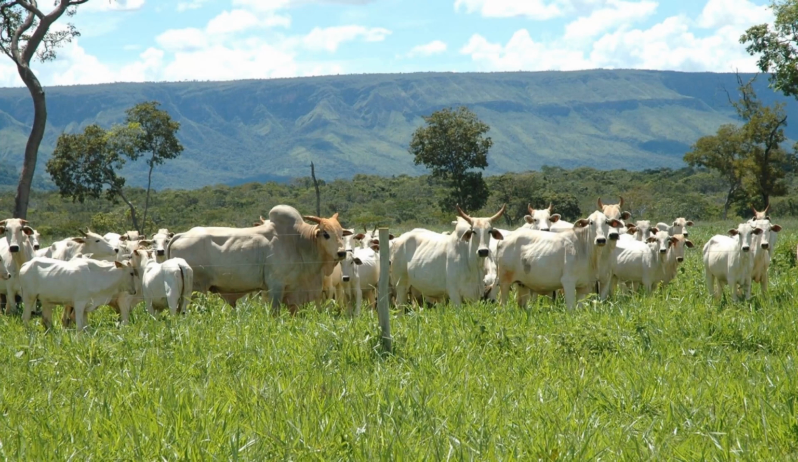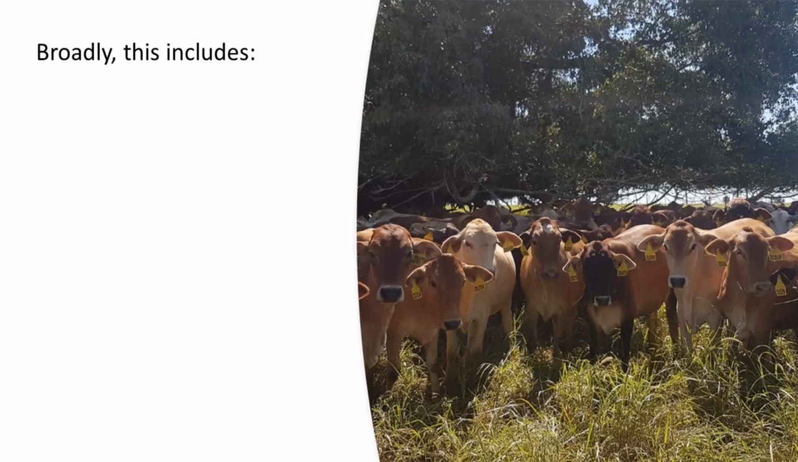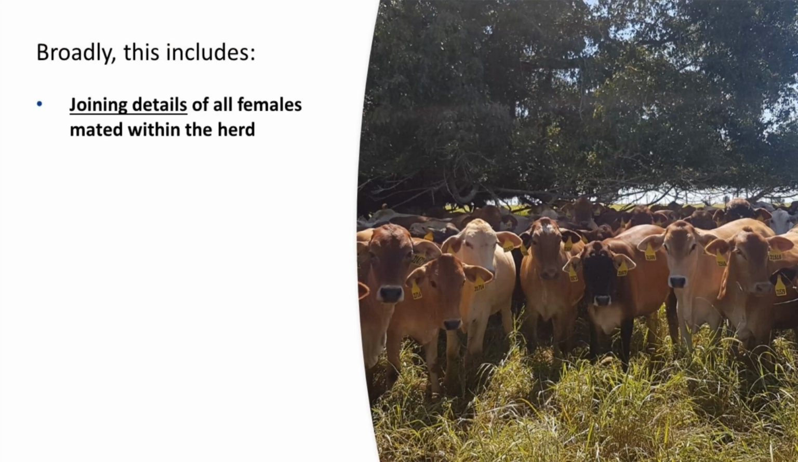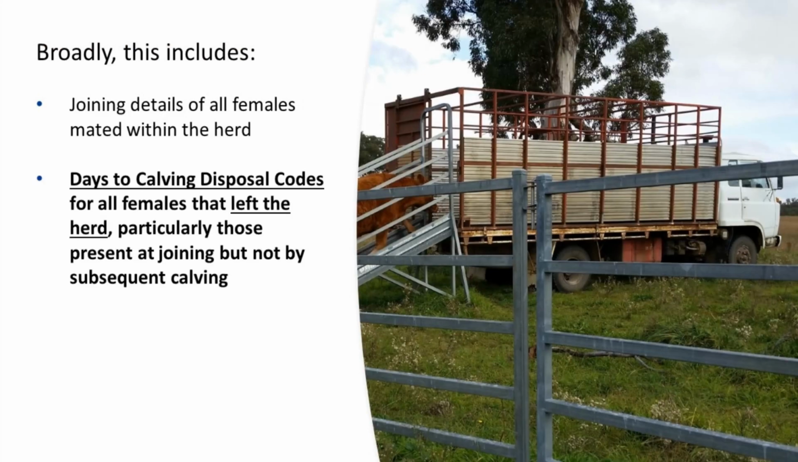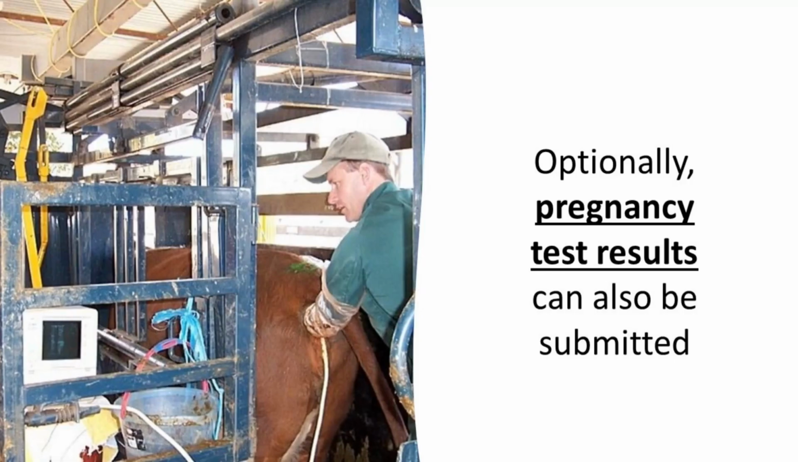When recording Days to Calving information, breeders need to record all events associated with the joining of their females from the start of the mating period in each breeding season through to when the subsequent calves are born. Broadly, this includes joining details of all females mated within the herd, Days to Calving disposal codes for all females that left the herd, particularly those present at joining but not by subsequent calving, and details of all calves, dead or alive, that were born as a result of these joinings. Optionally, pregnancy test results can also be submitted.